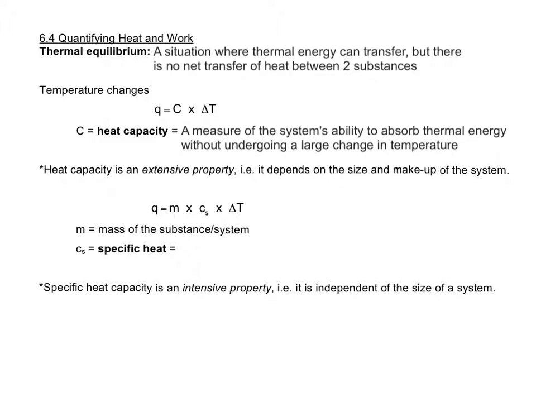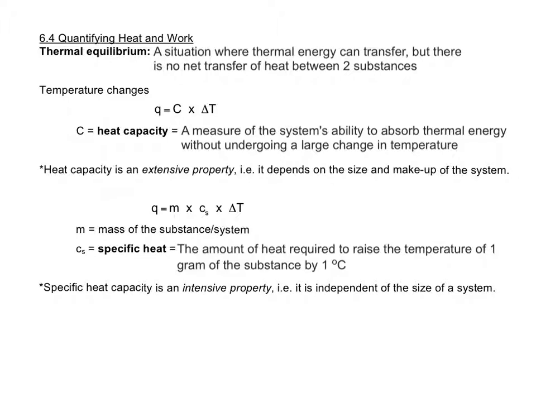So Q is heat, m would be the mass of the stuff that we're interested in, the mass of our system. Cs is going to be our specific heat, and like I said, that's intensive, so that number is independent of how much we have, and we take that amount into account with the mass. And then delta T, again, is the change in temperature that the system undergoes. So now that we have our definitions down, we're going to go through an example.